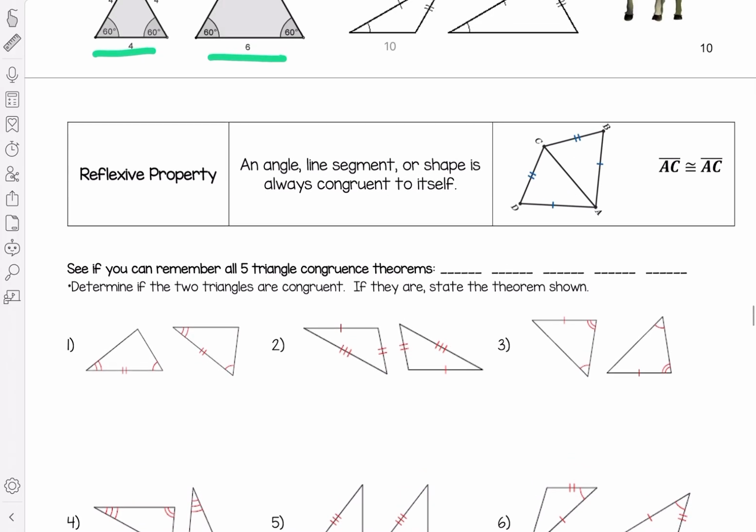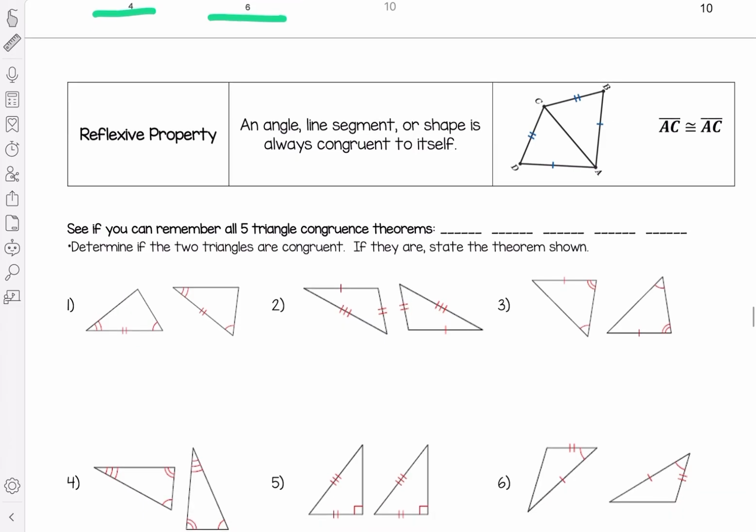All right. As we go to this next page, a definition that we want to go over, we're going to use it quite a bit today, and especially we're going to use it a lot next time, is called the reflexive property. Now, this is saying an angle, a line segment, or a shape is always congruent to itself, okay? So, for example, if we look at this shape over here on the right-hand side, we see that both of these triangles share the line AC. Well, we can say that AC is congruent to itself, AC, okay? So that's what that is saying, and we're going to need that quite a bit today, but mostly we're going to need it again next class, all right?